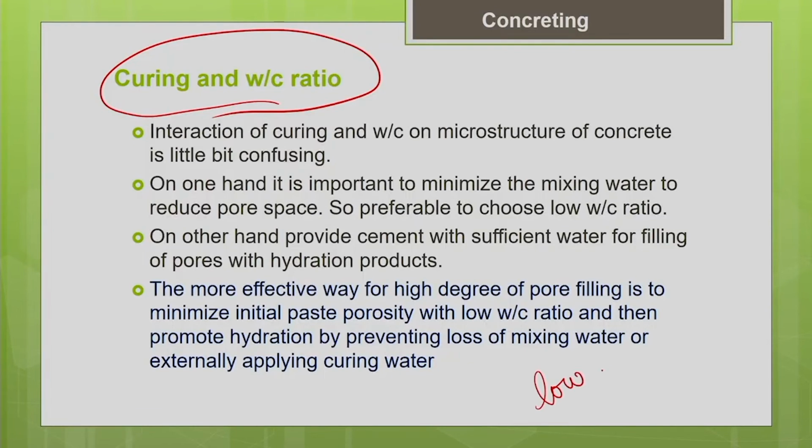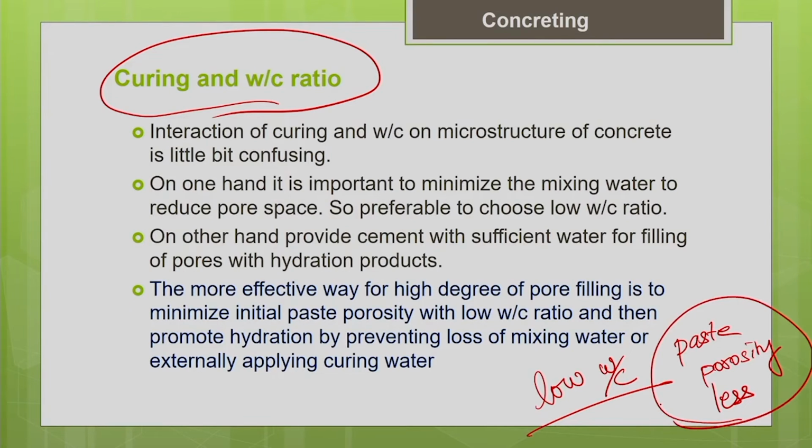So, the best thing is you always go for low water to cement ratio. It is always preferable to design the concrete with low water to cement ratio. When we go for low water to cement ratio, your initial paste porosity will be less, so the pores will be less, but you have to give sufficient curing for the concrete, that is very important. Though you go for low water to cement ratio, the important thing to get a good microstructure is to give sufficient curing for concrete.